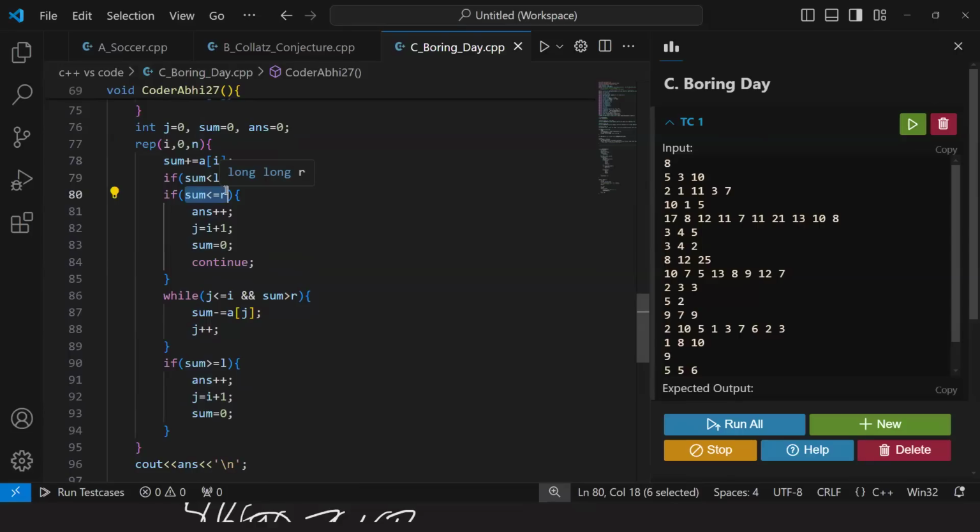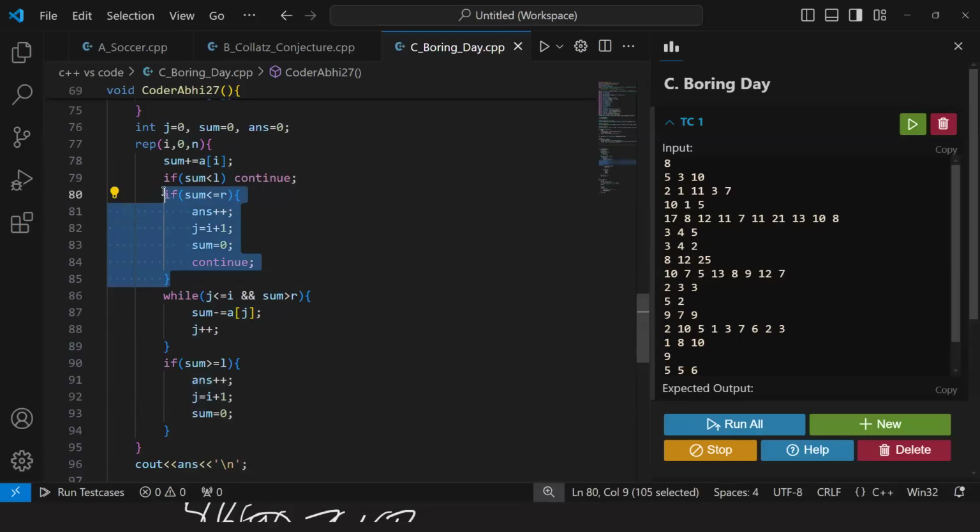Now, if sum is above L, and if sum is less than or equal to R and greater than or equal to L, it means it is in the range. If it is in the range, we would do answer plus plus. j would become I plus 1. So we would reset our pointers to I plus 1. If we are doing continue, I would get plus plus from our for loop, and it would also become I plus 1. So actually we are resetting both our pointers to I plus 1, and sum we are resetting to 0. So we did the reset thing and answer plus 1.